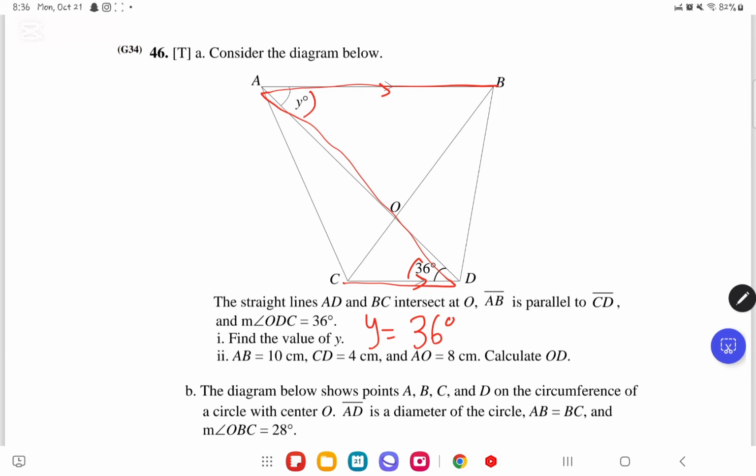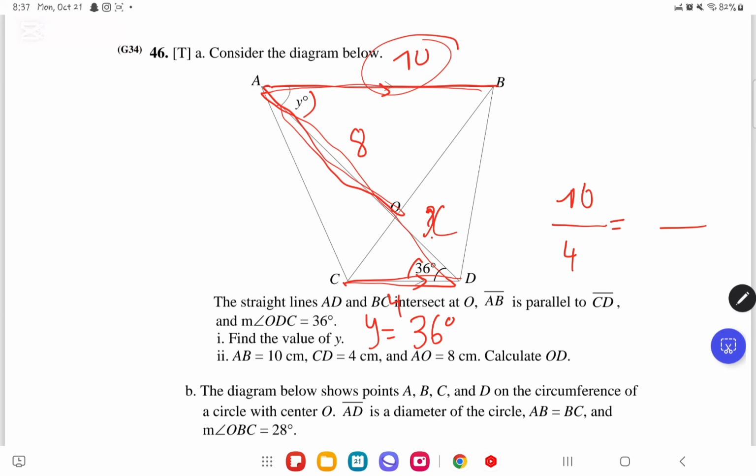Now they're telling us if AB is 10, CD is 4, AO is 8, they're telling us to find the value of OD. Let me call it x, okay? Very simply, we're going to use the proportionality theorem. So we're going to do this side over this side since they're parallel. So 10 over 4 is equal to this part since it belongs to the 10. So 8 over x. So then we're going to do cross multiplication. 10x is equal to 32. So then x is equal to 3.2. So the value of OD is 3.2. So that is part A done.